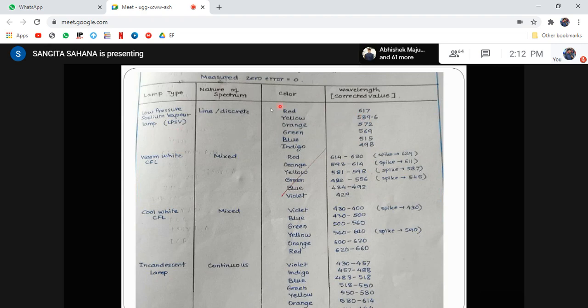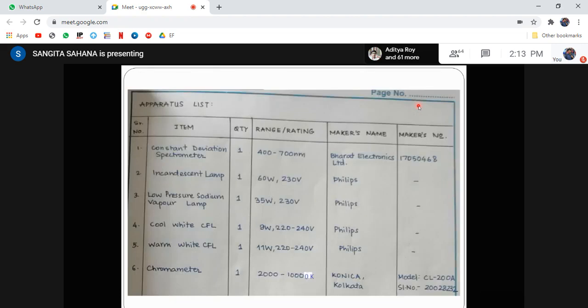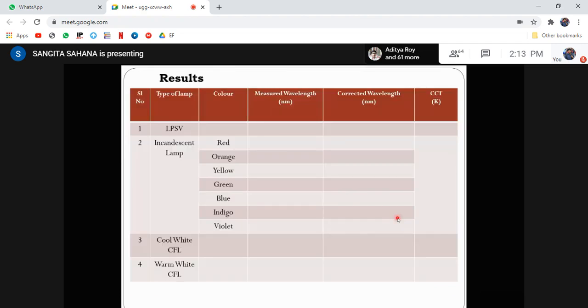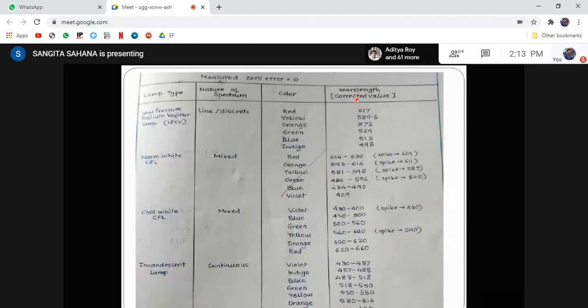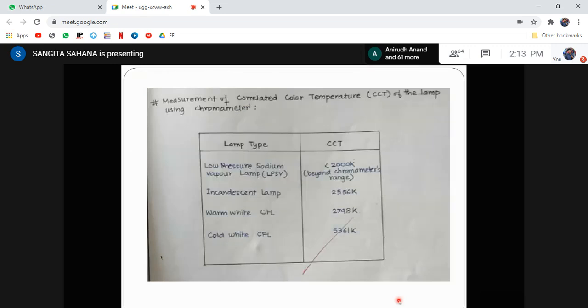Say for the low pressure sodium vapor lamp, they got this at 589.6 nanometers. So there is no error of the instrument. Zero error is zero, so no need to write another column for the corrected wavelength. So these values are for line spectrum. This is for mixed, the range and the spike or the single value, and the continuous spectrum. This is the measurement of CCT.